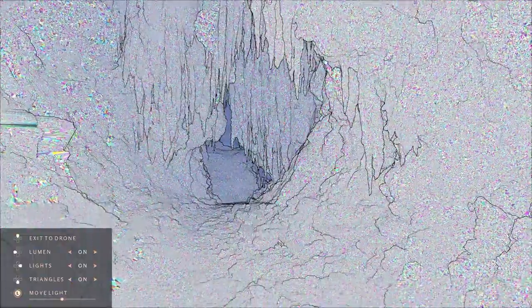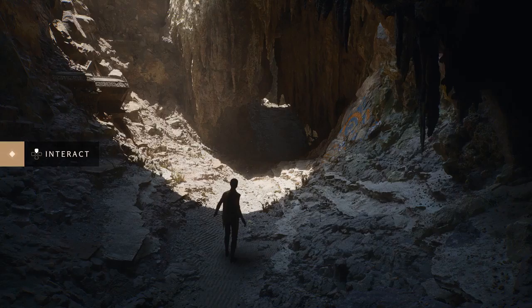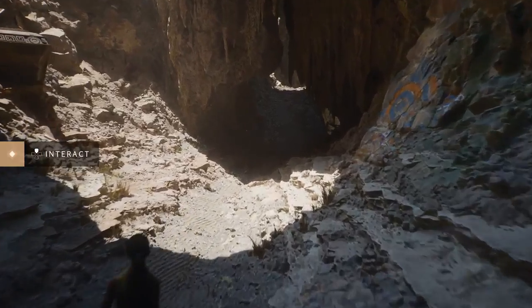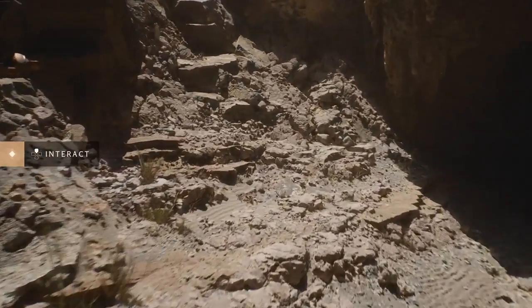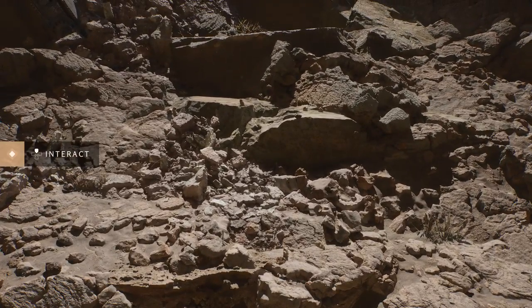This isn't noise. These are the triangles, each a different color. Most are so small that they look like noise. Nanite achieves detail down to the pixel, which means triangles are often the size of pixels. This amount of geometric detail requires shadows to be pixel accurate as well, and Nanite can do that too.